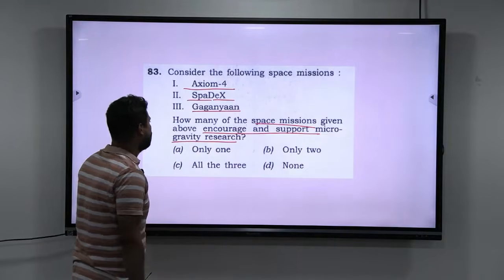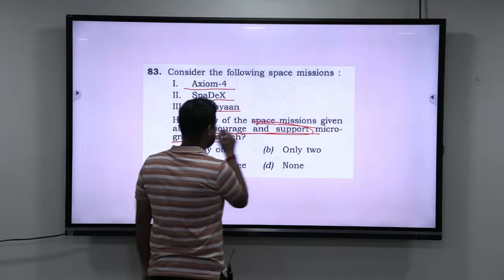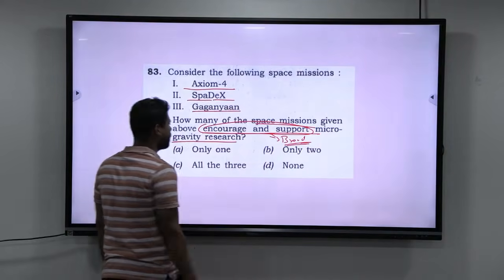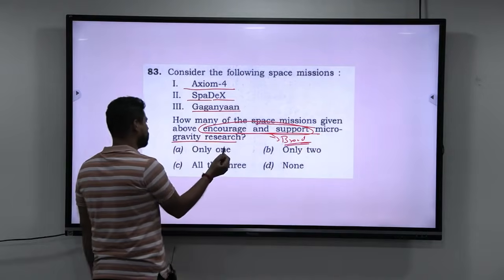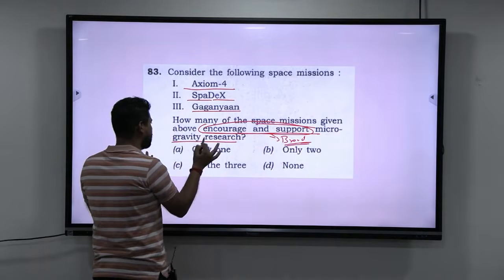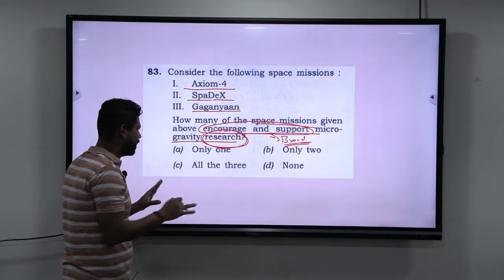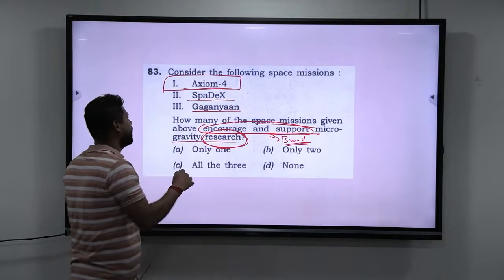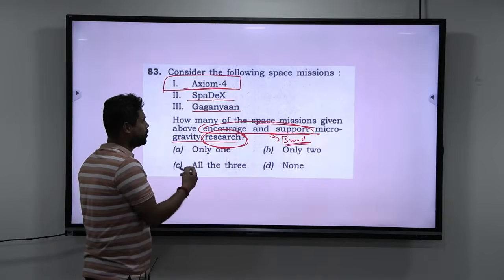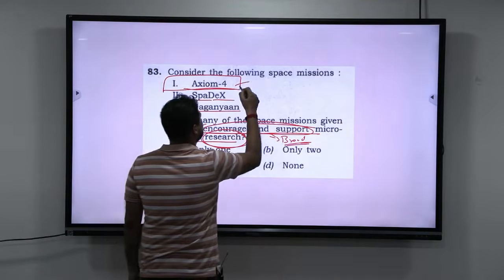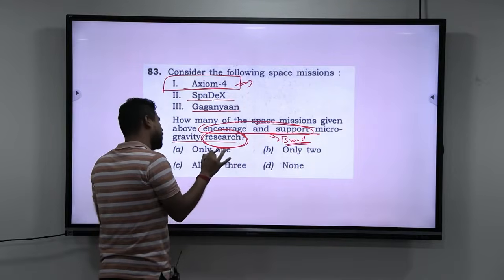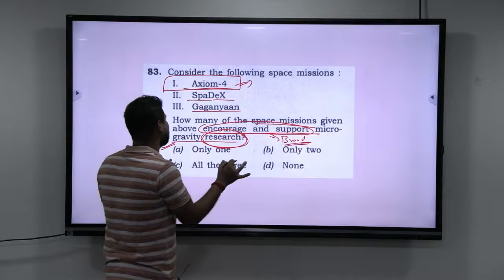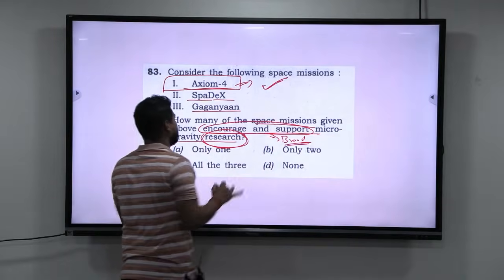Now look at this. This "encourage and support" is a very broad term. You should always keep an eye on these terms. It's a very, very broad term. Microgravity research. Even if you don't know what microgravity is, they are undertaking research. That much knowledge is enough. Now, Axiom 4 was an event where our Indian astronaut Subhanshu Shukla was taken to space to join the International Space Station. So everyone will know that microgravity research would have taken place there. With that knowledge, you can say that this particular Axiom 4 is correct.